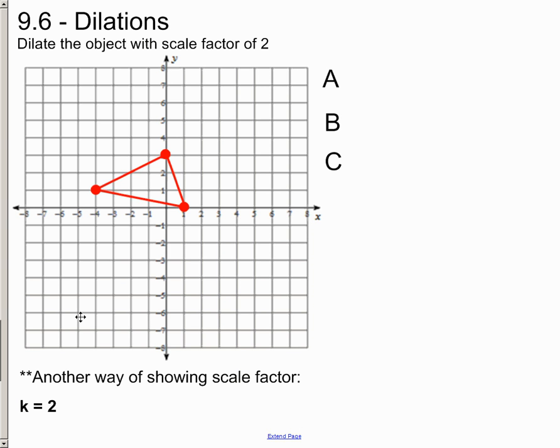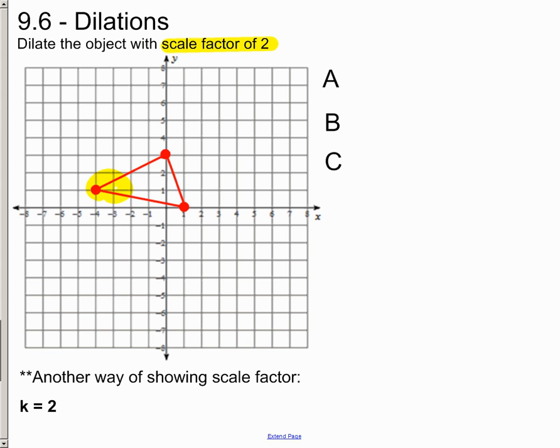Dilations is a pretty easy topic for the most part, as long as you understand the basic idea of what's happening. Dilations are kind of like transformations where we are going to move the object, but we're not going to keep it the same size. We're actually going to make it either bigger or smaller. And we have to take a look at something called the scale factor. If it's bigger than 1, it means we're going to make it bigger. If it's less than 1, it means we're going to make it smaller.